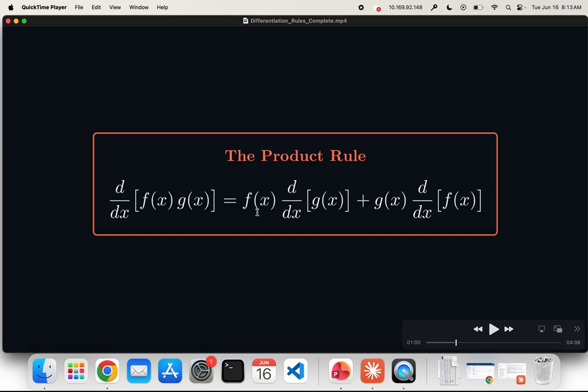So you take the first function, you leave it alone, and you multiply by the derivative of the second function. Plus, you take the second function, g of x, leave it alone, and you multiply by the derivative of the first function, the derivative of f of x. So it's a little bit more complicated. You have to make sure you memorize this. But the mistake is to think that you differentiate them separately and multiply them. So that's not true. You have to do this full product rule.